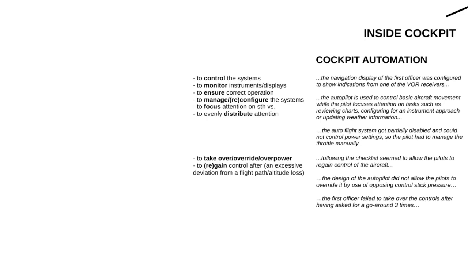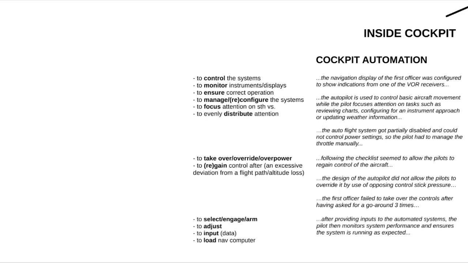Operation modes are usually selected, or engaged, or armed, whereas various parameters like speed and altitude may be adjusted. Let's add a couple more verbs like to input data, or to make or provide inputs into the FMC, or load navigation computer. For example, after providing inputs to the automated systems, the pilot then monitors system's performance and ensures the system is running as expected.